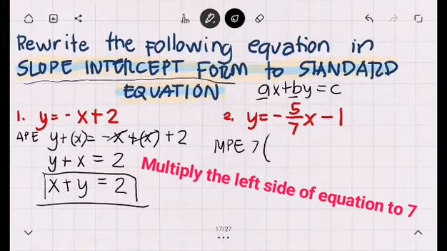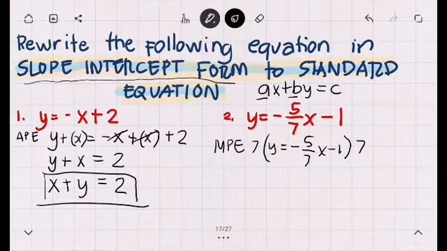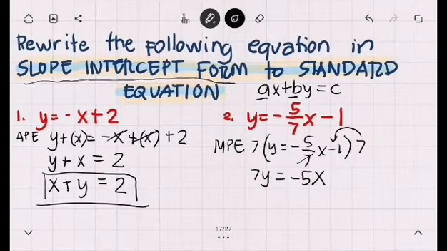Okay, so multiply natin ang left side ng positive 7. So, ganun din yung right side. Okay, so multiply natin sa 7. So, when we distribute 7 to y, we have 7y equals, so 7 multiplied to negative 5 over 7x. So, makakancel natin yung ating denominator dito. So, ang magiging sagot is negative 5x. And then, multiply 7 to negative 1. So, the answer is negative 7.